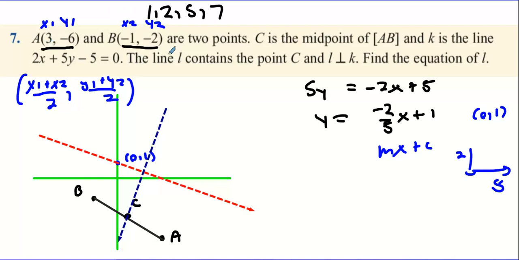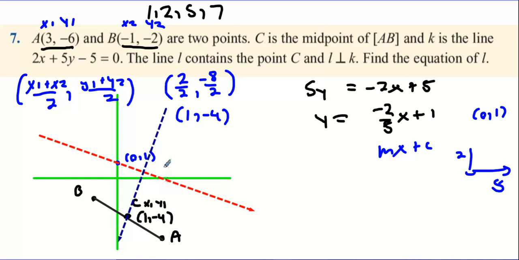So x1 plus x2, so 3 plus minus 1 is 2. 2 divided by 2 is 1. Minus 6 minus 2 is minus 8. So minus 8 divided by 2 is minus 4. So C is the point 1, minus 4. And that is our x1 and y1 for the blue line because it's on the blue line. Now, do we have the slope of the blue line? Yes, we do. The slope of the blue line has to be perpendicular to the slope of the red line. So turn the minus 2 over 5 upside down to get 5 over 2.